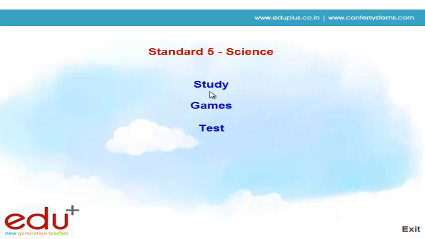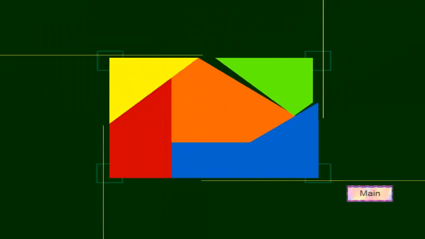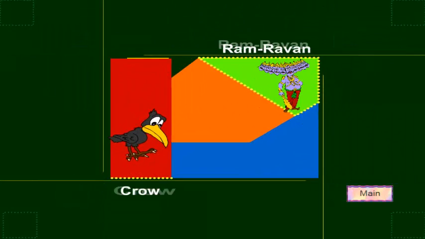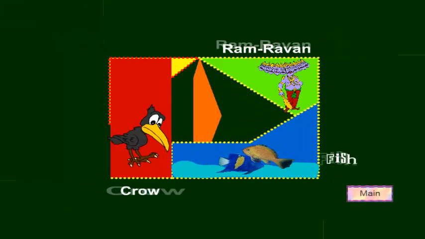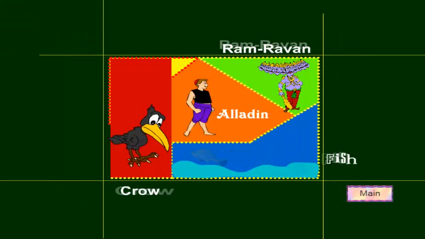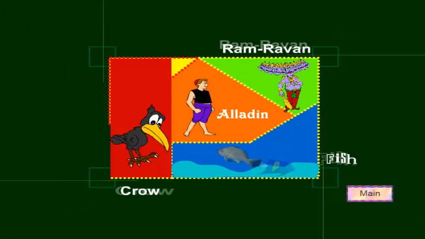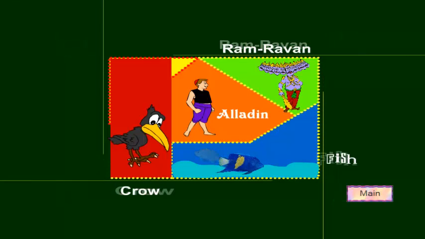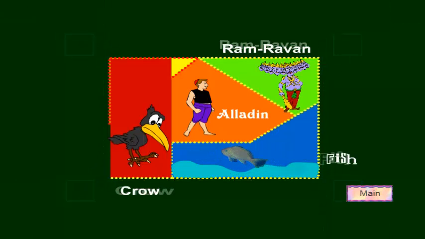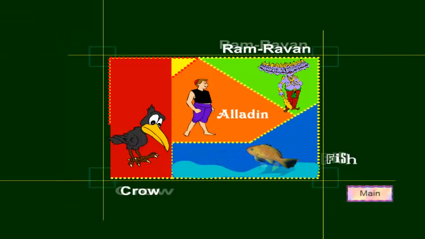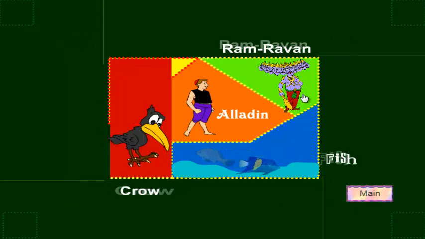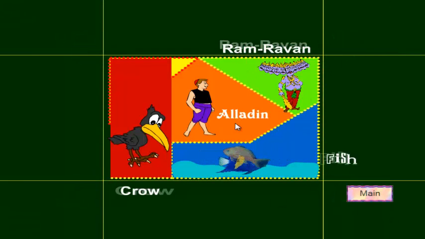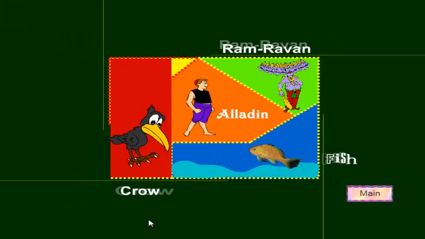After finishing the study section, we turn to the next section, games. Friends, in this games section, there are 16 games available, and each standard is divided into 4 games. For example, the games Ram Ravan, Aladdin, Crow and Fish.